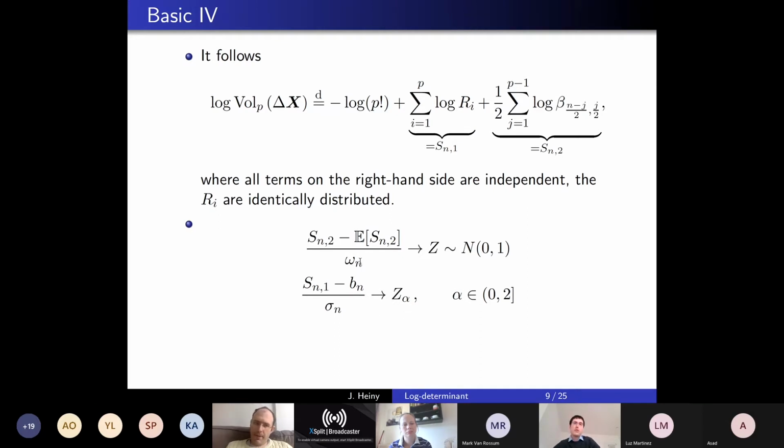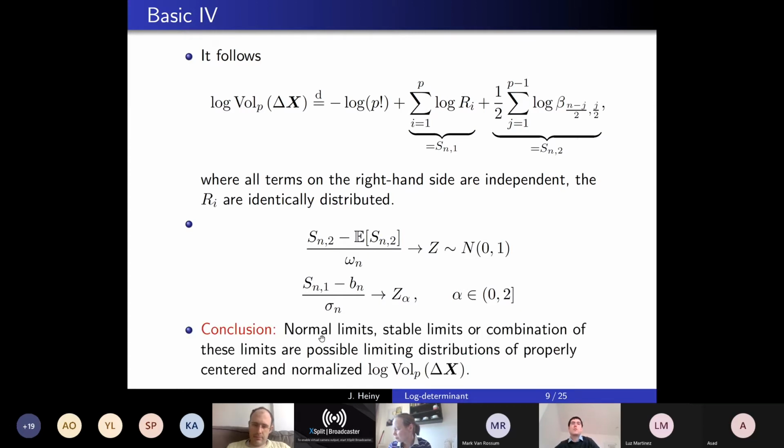And now what you have to do is just compare those sequences omega n and sigma n, and depending on which it is, so if omega n is much larger, then of course the contribution from this Sn2 will dominate in the limit, otherwise the one from the Sn1. And if they are of the same order, you can get a combination of this normal distribution and these alpha-stable laws in the limit. Okay, and this is what I wanted to say about these rotationally invariant rows.